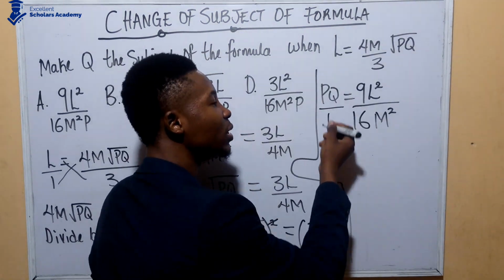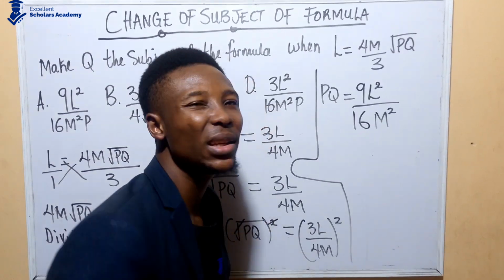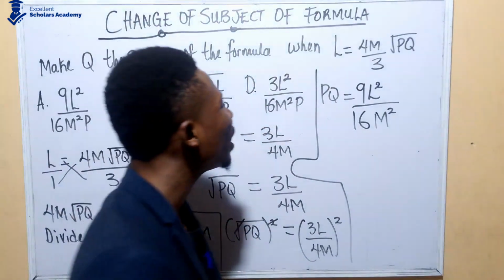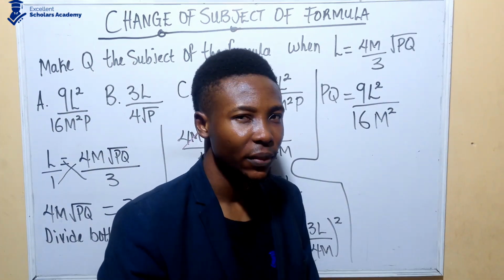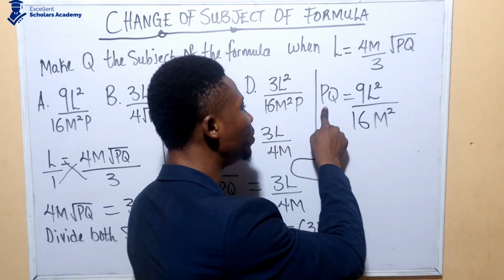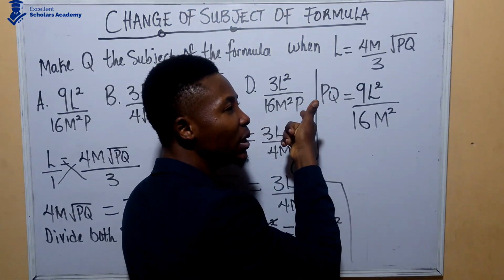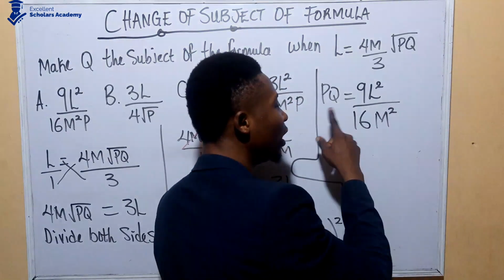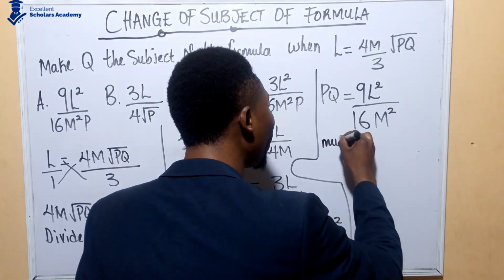We can cross multiply. Alright? But instead of doing that and making the process long for ourselves, we can multiply both sides by 1 over P. That's the inverse of P. Because if you multiply both sides by 1 over P, you'll notice that P will cancel P here. Then it comes to this side. Then you now have your Q standing alone. So we can multiply both sides by 1 over P.